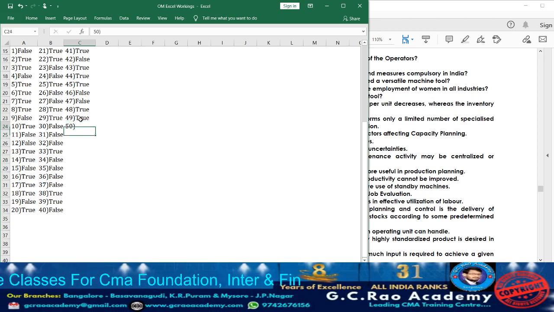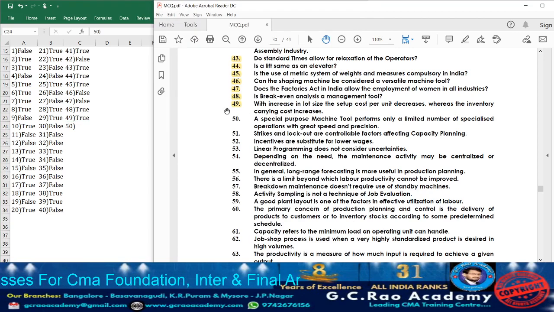Next, moving on to statement 50. What they're telling: a special purpose machine tool performs only a limited number of specialized operations with great speed and precision.